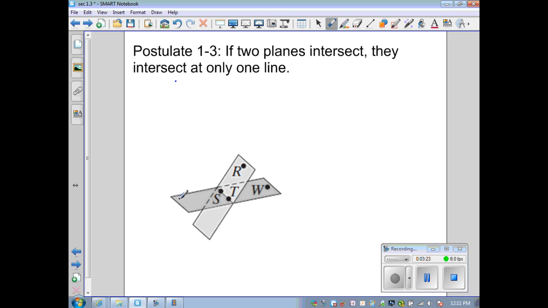Here, as in the previous diagram, we are given two planes. We have the darker shaded gray one and the clear one. Plane STW is the gray shade plane, and RST is the second plane. They intersect, and their intersection is line ST.